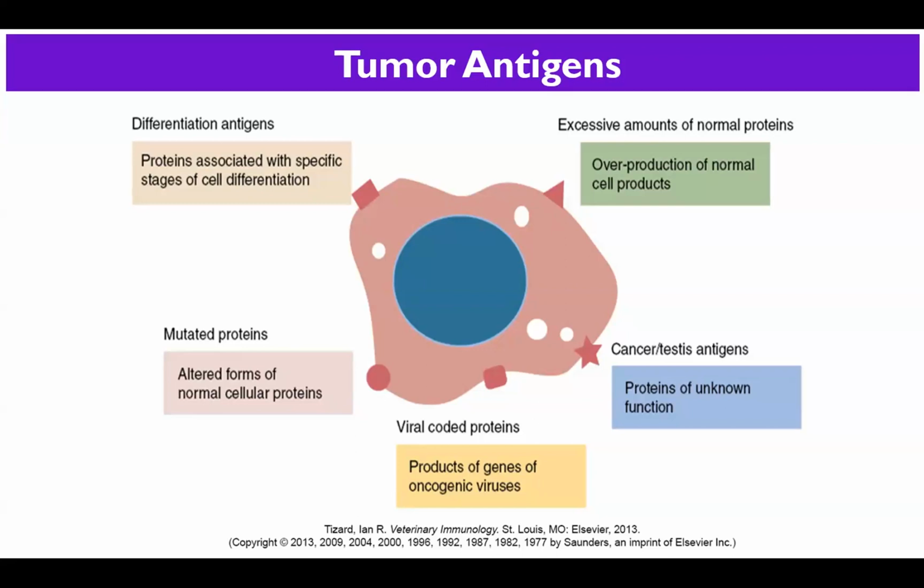The fourth one is when you have excessive amounts or overproduction of normal cell proteins. The best example we can give here is the HER2 or breast cancer antigen. There's normally basal expression of that protein, but when you have an overproduction of it, it falls within this category of too much. And then you have a class of quite a number of proteins of unknown functions.